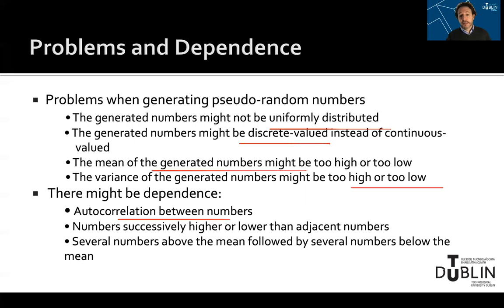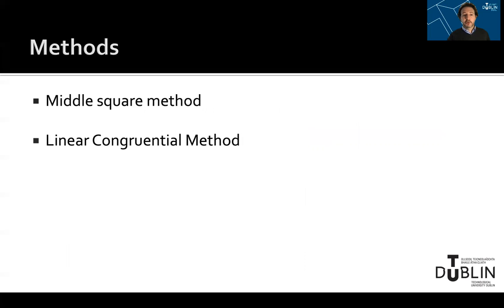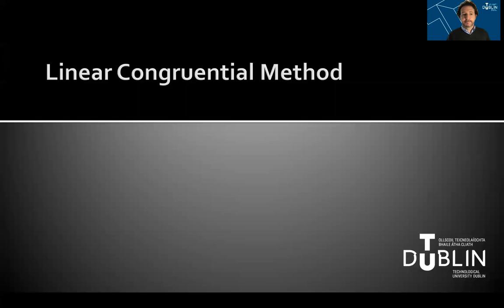If there's an autocorrelation between numbers, you can predict the number. You don't want that either. And lastly, if you go above and below, so if you go 2 up, 2 down, 2 up, 2 down, that's also predictable as well. So we've looked at the middle square method. So now we're going to look at the linear congruential method.